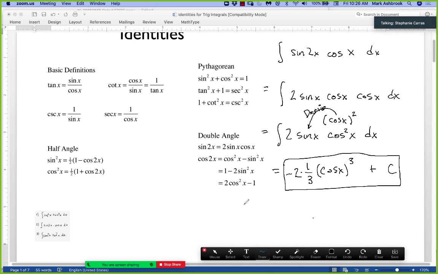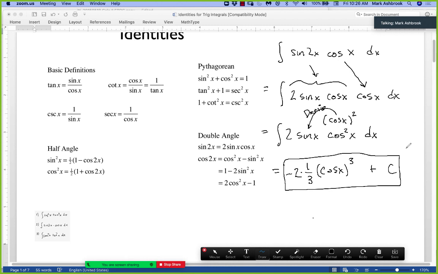I'm just confused at how you were able to just multiply by cosine x. Where? Up here? In the second, yeah. Well, this is the identity. Sine 2x is 2 sine x cosine x. And I also had another cosine x. Oh, thanks. Yep.